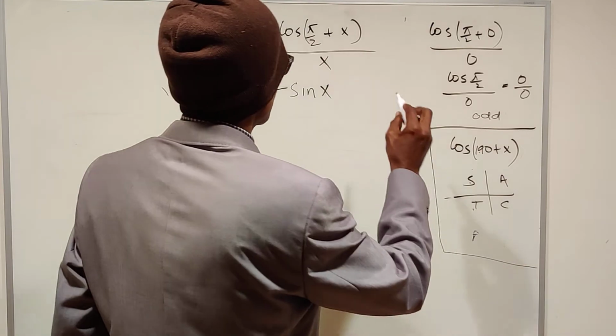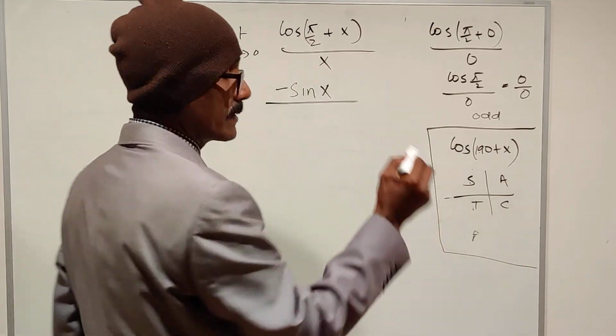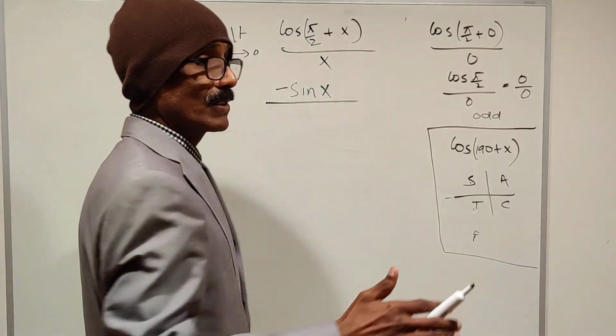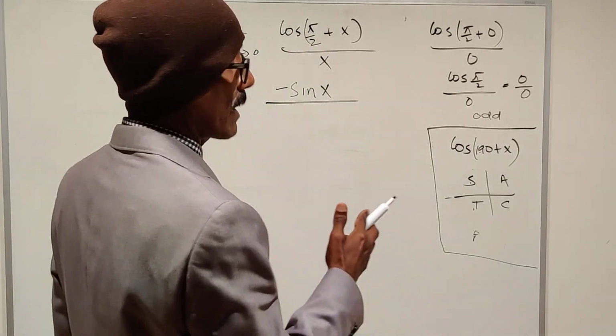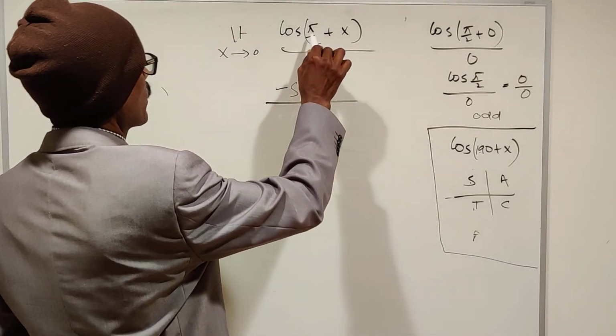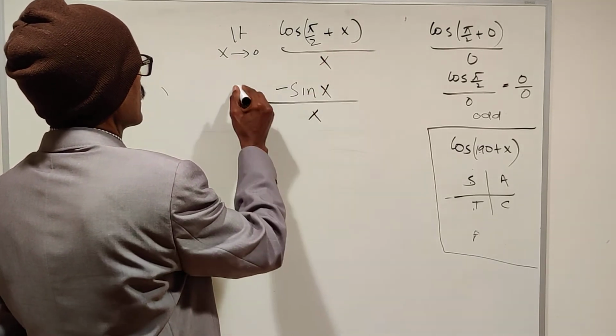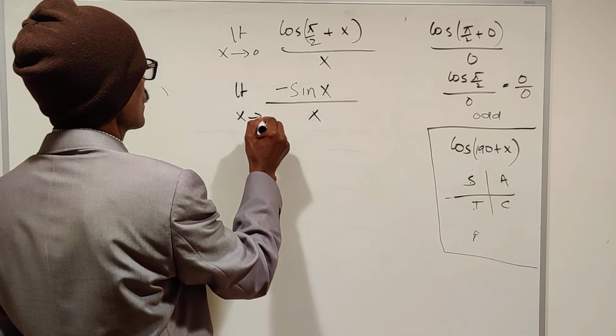Just remember this. When I take trigonometry, I will explain to you a little more. This is not the trigonometry class. This is a calculus class. So cos of pi by 2 plus x is minus sin x, by x. See, this is limit x tends to 0.